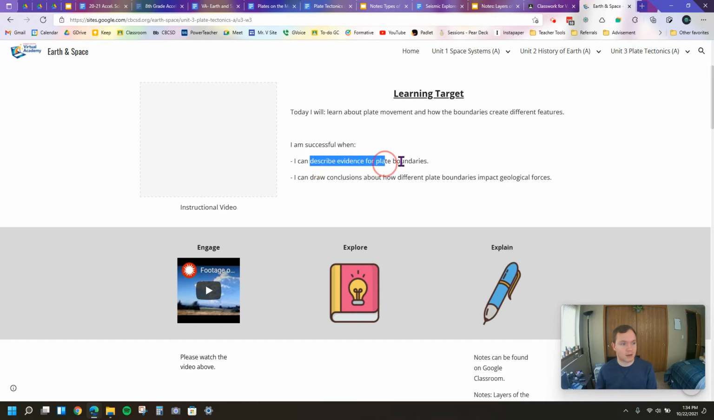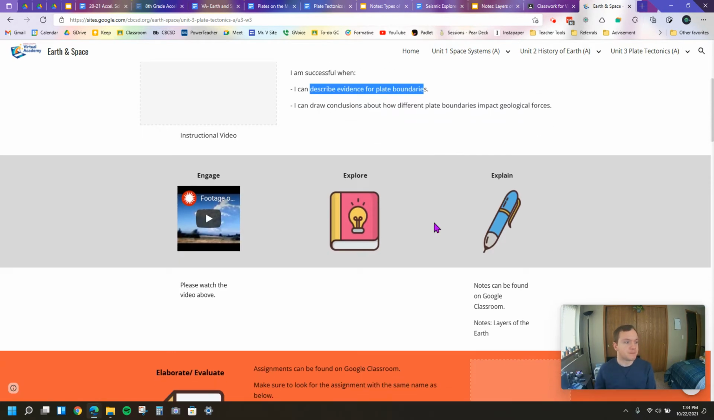You're going to be able to describe evidence of these different plate boundaries, whether that's convergent, divergent, or transform, I think is what it was, the third one, as well as draw some conclusions about how different plate boundaries make different features that we see.